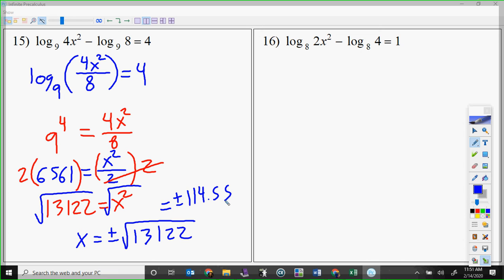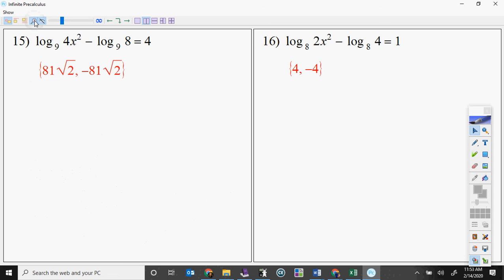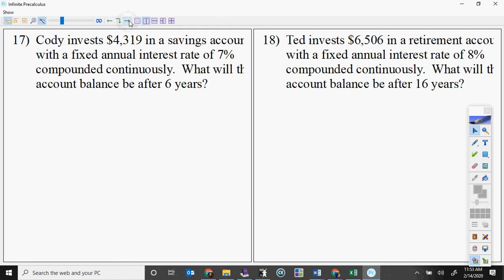Alright, go ahead and try number 16. Alright, let's see how we did. Oh, and apparently I could have simplified the square root that I did earlier, where I made an arithmetic mistake, and number 16 came out to be 4 and negative 4. Alright, I'm going to pause the video right here, and I'll have a separate video for these problems.